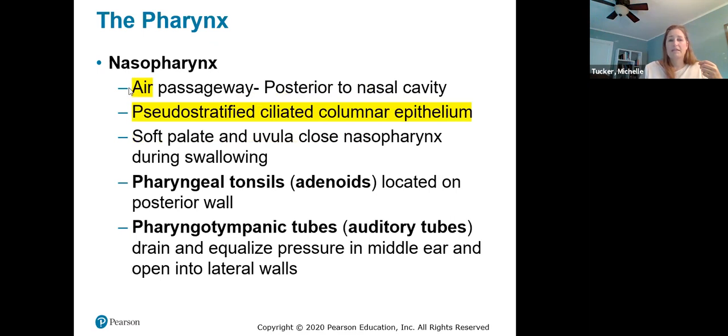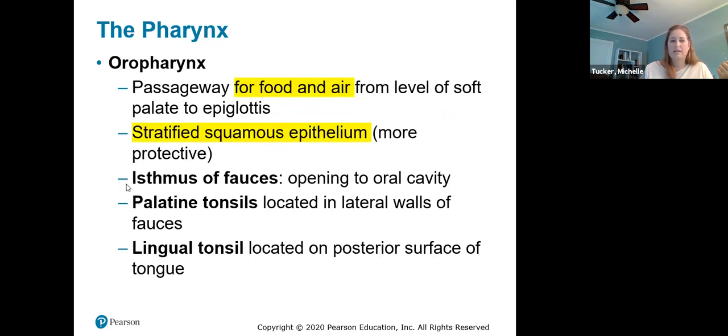The nasopharynx, because it's only for air, has pseudostratified ciliated columnar epithelium because it still needs to move mucus down to the oropharynx. The oropharynx, we're going to switch over to a stratified squamous epithelium because it is more protective, and it is the passageway for food and air.